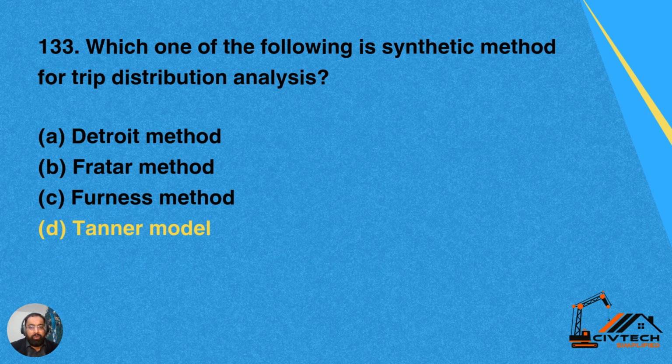133. Which one of the following is synthetic method of trip distribution analysis? Option A, Detroit method. Option B, Fratar method. Option C, Furness method. Option D, Tanner method. Which one of the following is synthetic method for trip distribution analysis? So D is the correct answer, which is Tanner method.